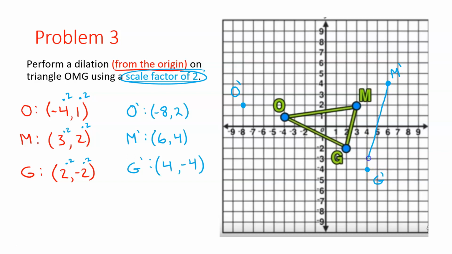And you want to make sure you come back and connect it. And there we have it. That is our dilation. That is how you perform a dilation from the origin. Okay, take your coordinates, multiply them by your scale factor.